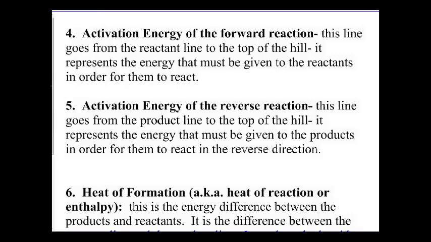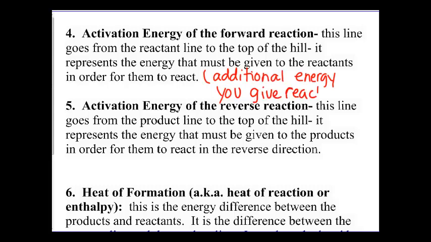Okay. So number 4 here, activation energy of the forward reaction. Just like in class today when I burned the paper, things may collide, but they might not have enough energy to react. So this is the additional energy that you need to give the reactants to make them react. So it's the additional energy you have to put in. This does not start at the reactant line. It does not start at the x-axis. It starts at the reactant line. So it's the additional energy you have to give the reactants to get them to the top of the hill.